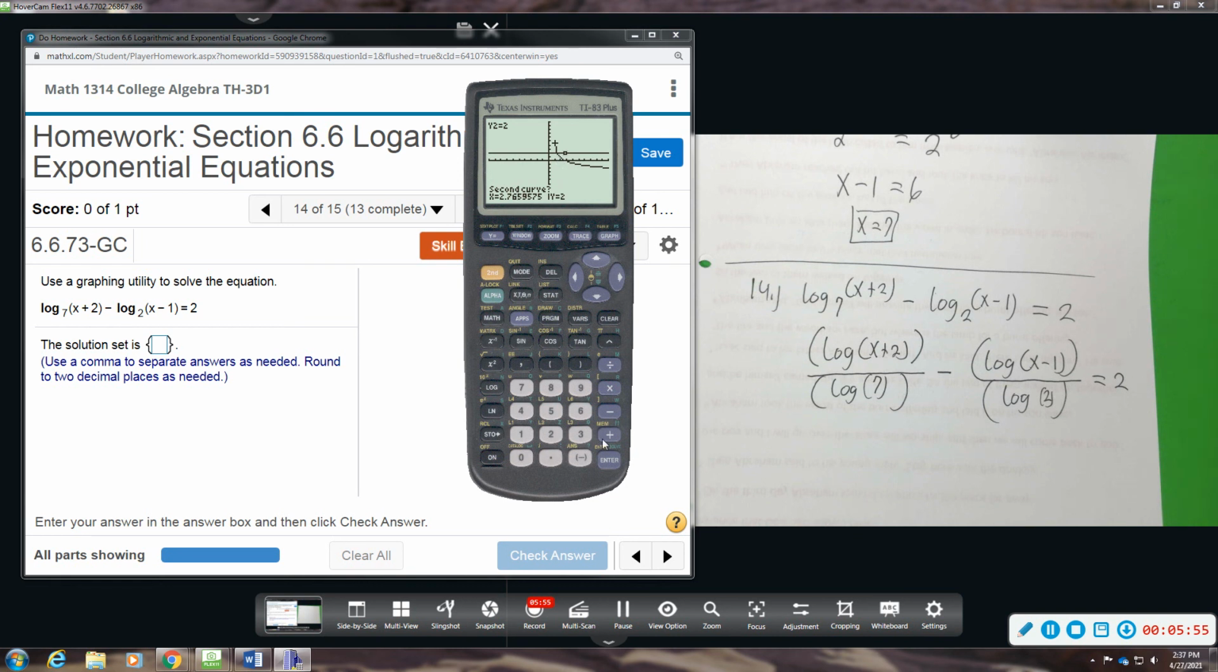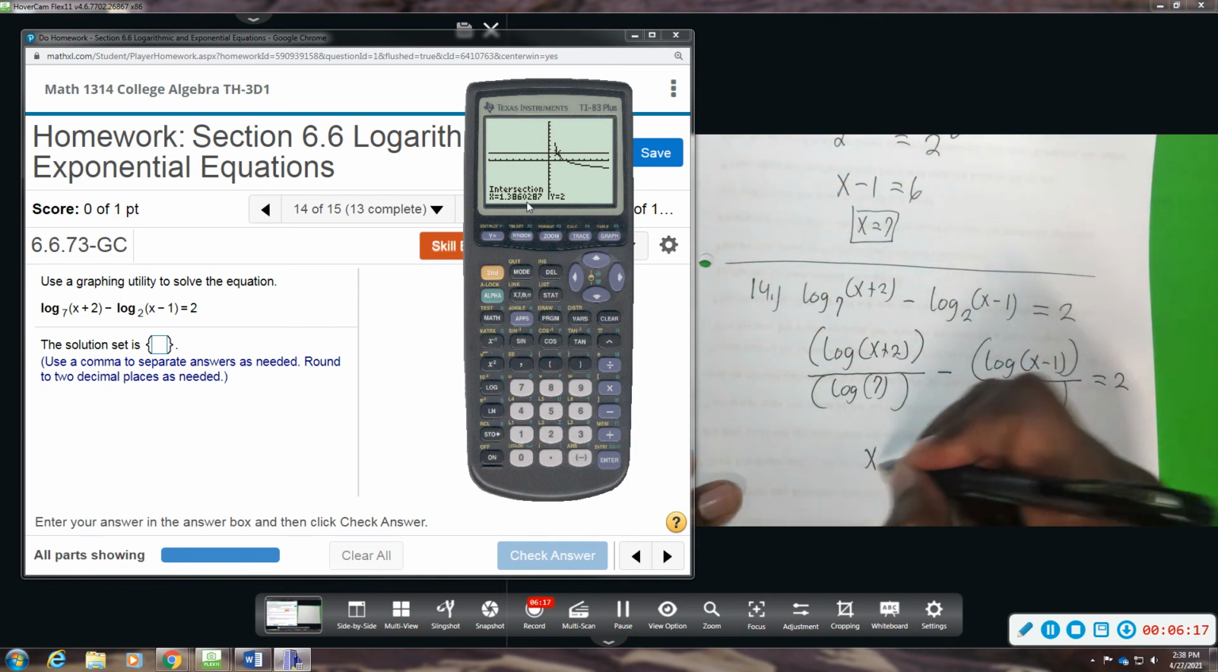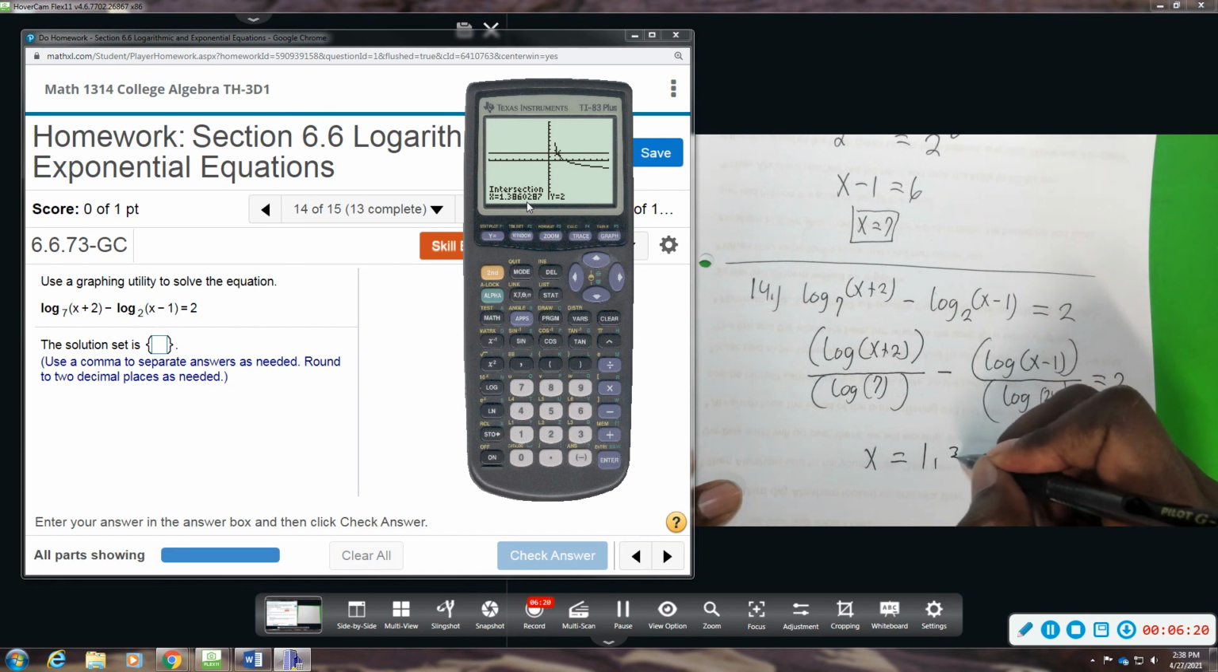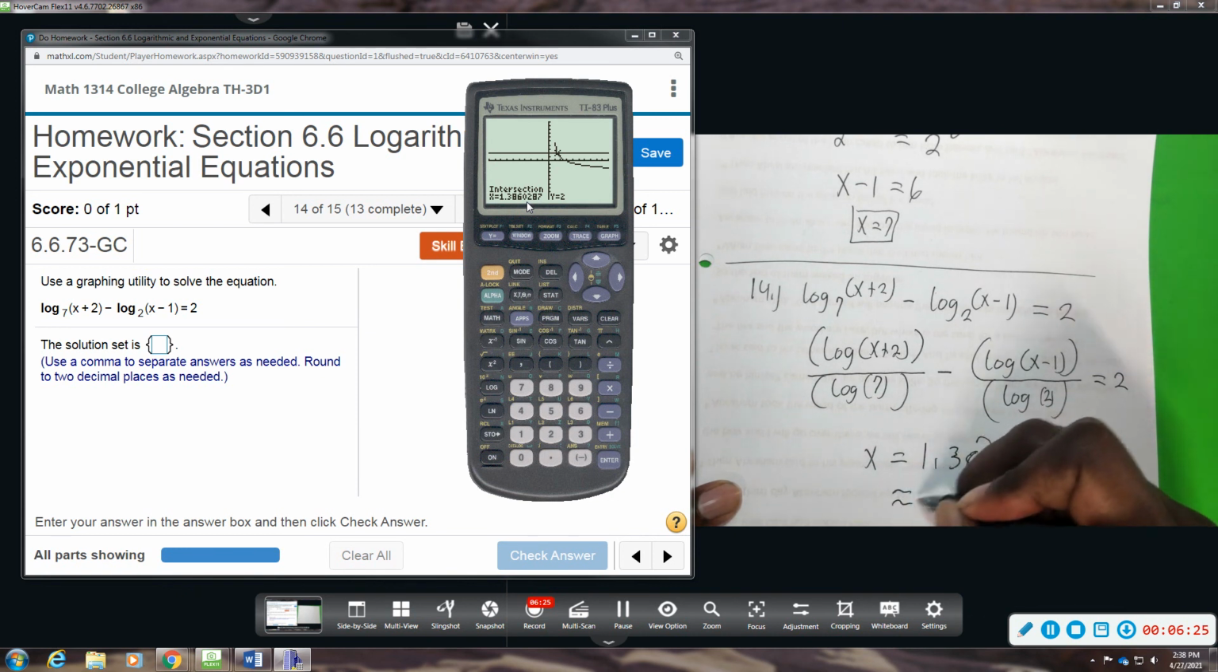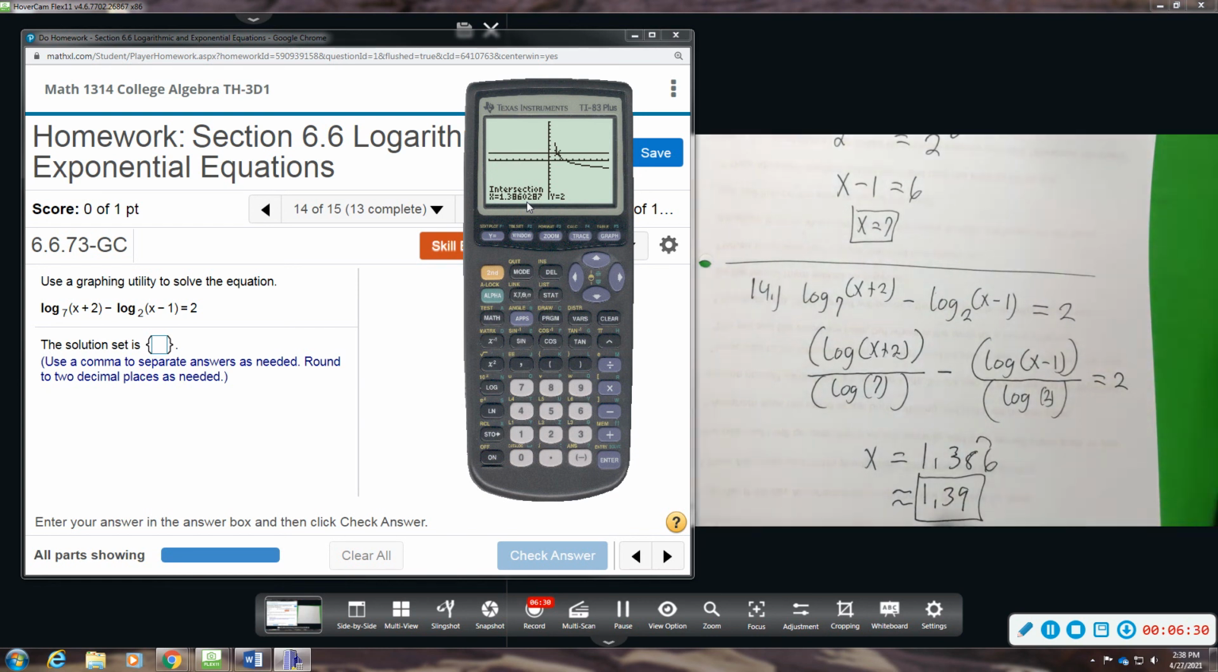Mine is asking second curve. I can just hit enter anywhere. And then it says, do you want to guess? You can hit enter. You don't have to guess. Okay, and it's computing, and here it goes. So it tells me that my intersection, and we want to round to 2 decimal places, is 1.386. So x equals 1.386. This 6 will cause this to round up. So we're going to round to 1.39. Okay, so that will be our solution, 1.39.